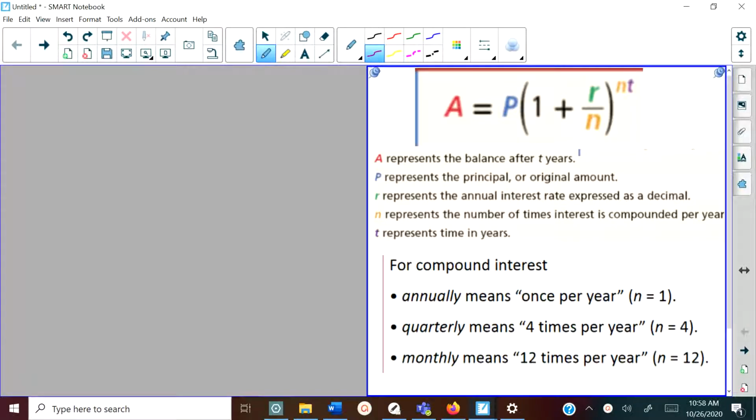Today we're looking at compound interest, continuing the lesson on exponential functions, and let's begin. So first I want to talk about the formula. This is the compound interest formula.